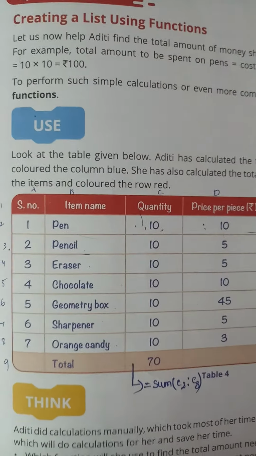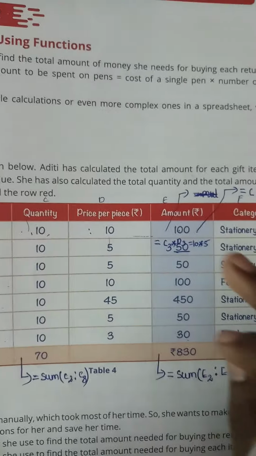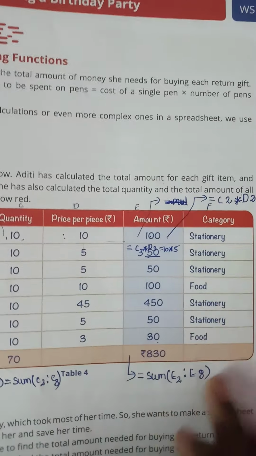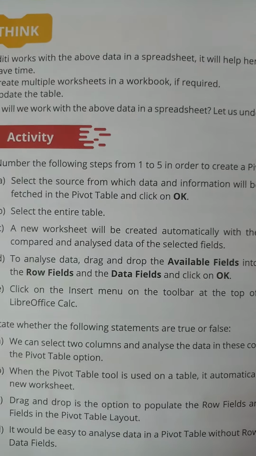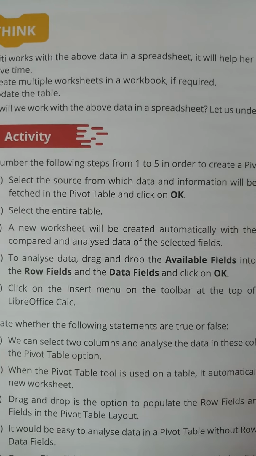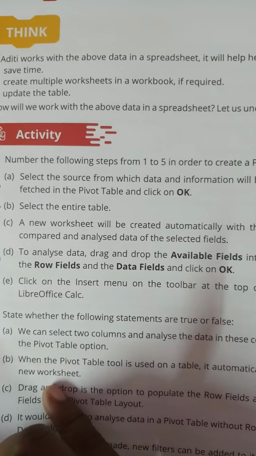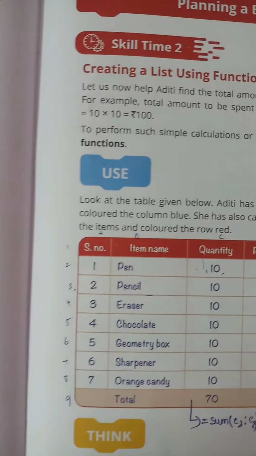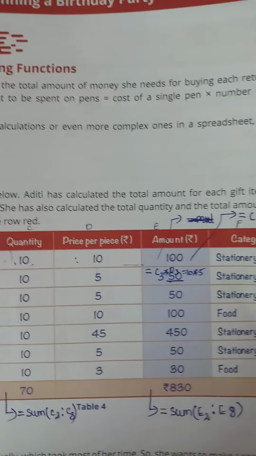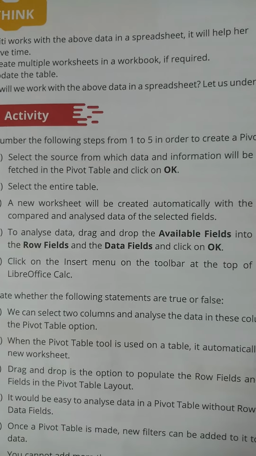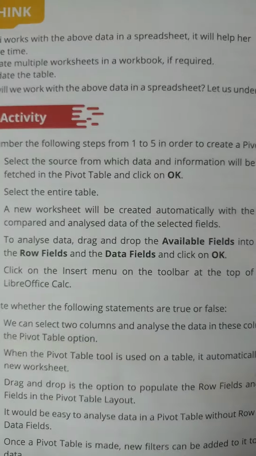So here we need to select amount and the category. So you need to select the amount and the category. And the fourth step is to analyze data, drag and drop the available fields into the row fields and data fields and click on OK. So what are the items in the available fields? Item name, quantity, price per piece, amount and category. So we need to separate those items into row fields and data fields and at last click on OK.